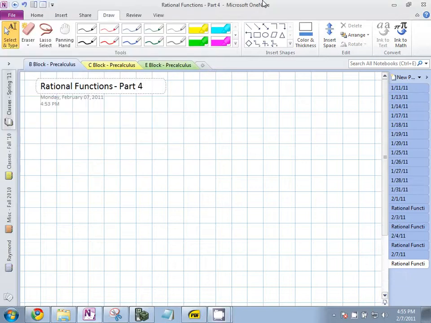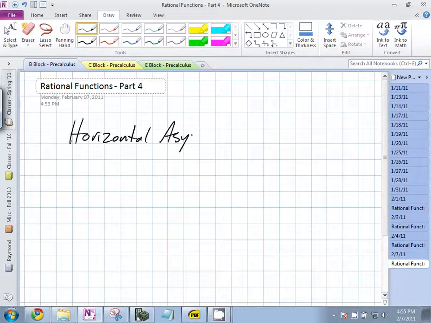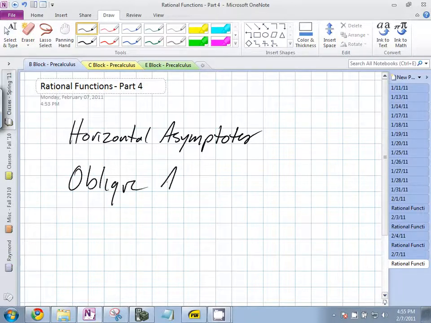There are two last aspects of rational functions that we need to examine. The first one is horizontal asymptotes. And the second one, oblique asymptotes. Make sure you know how to spell asymptotes.